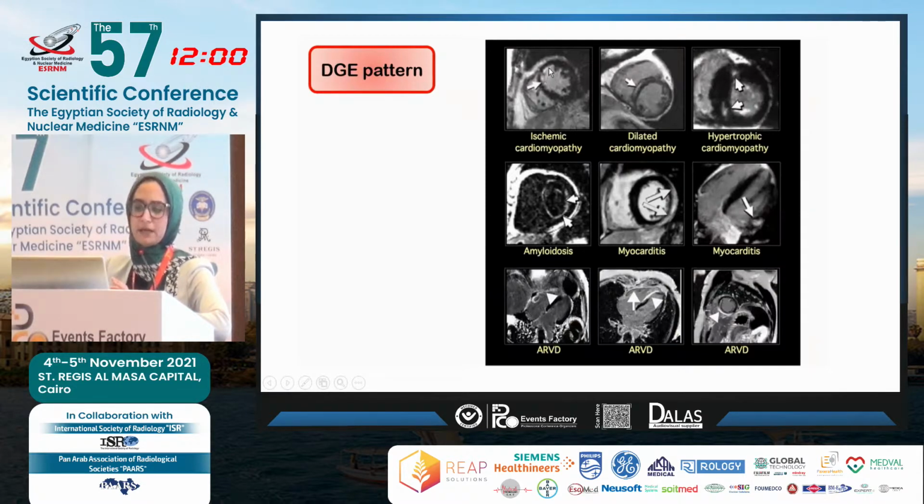patterns. So again, this is a subendocardial enhancement that goes with ischemic cardiomyopathy. The DCM, as we are going to see later on, gives you mid-ventricular enhancement. Patchy enhancement goes with hypertrophic cardiomyopathy. Myocarditis gives subepicardial or mid-myocardial enhancement, or like here, a subepicardial as we mentioned. Amyloidosis goes with more global subendocardial enhancement.